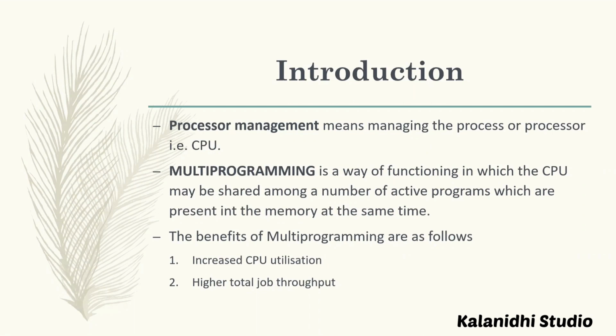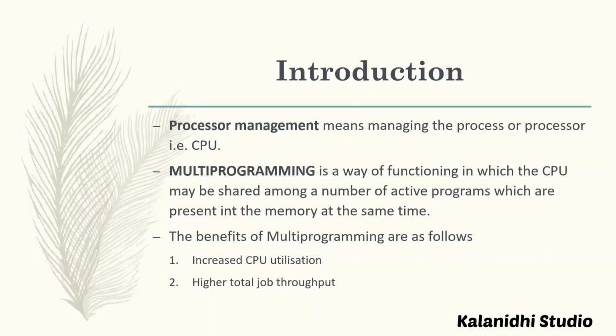Multiprogramming is a way of functioning in which the CPU may be shared among a number of active programs which are present in the memory at the same time. While the CPU is executing a job, it has to wait for the job. That is, if the job requires certain I/O operations, the CPU waits for the I/O operation to get over, and that wait time is called the CPU's idle time. In place of making the CPU sit idle, another job takes over the use of the CPU, therefore increasing the efficiency and reducing the CPU idle time.